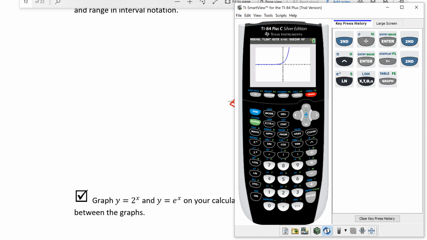The purpose of this exercise is to compare the graph of e to the x with 2 to the x, another function that we have graphed previously. So the green function is e to the x, the red function is 2 to the x. Notice e to the x is just a little bit steeper than 2 to the x because 2.718 is a little bit larger than 2.